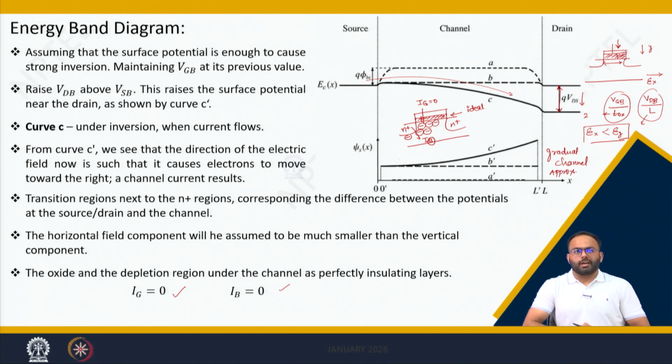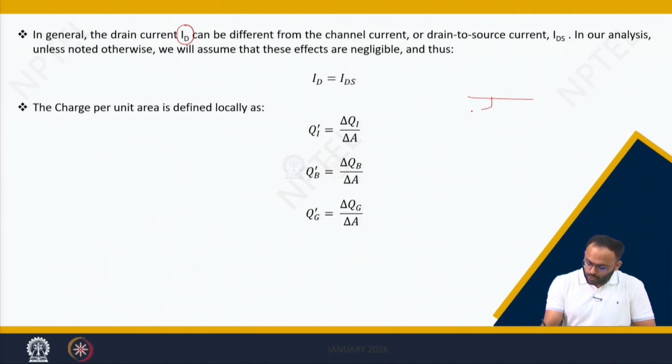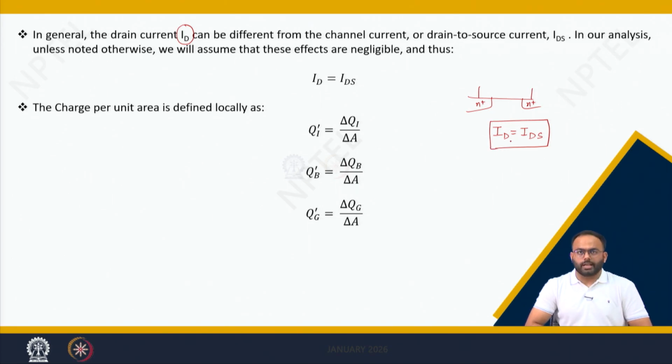Unless stated otherwise, we will follow the gradual channel approximation. It means we will assume that the horizontal field is low enough compared to the vertical field. In general, we will also assume that the drain current is nothing but the current that flows between the source end and the drain end, meaning we are not considering the other components of the current. Hence ID is the current flowing between drain and source, that is IDS.